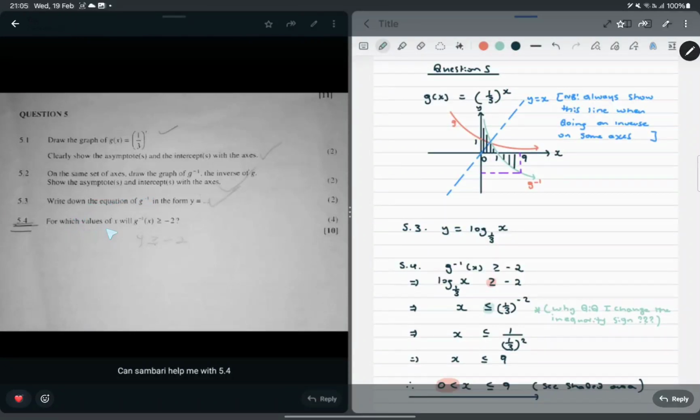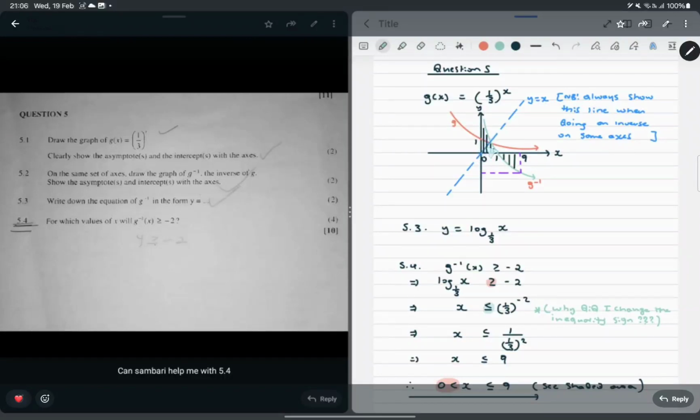And then we are asked for which values of x will the inverse be greater than or equal to minus 2. Now, first of all, a student needs to find out when the inverse is equal to minus 2. So if you substitute minus 2 in here and solve the equation, we'll get 9. And then you will see that the graph is exactly at 9 when y is minus 2. And here it's less than that value of minus 2. But now we're saying greater than. Now greater than means more positive or closer to 0. So essentially it means we will shade this graph in this region.